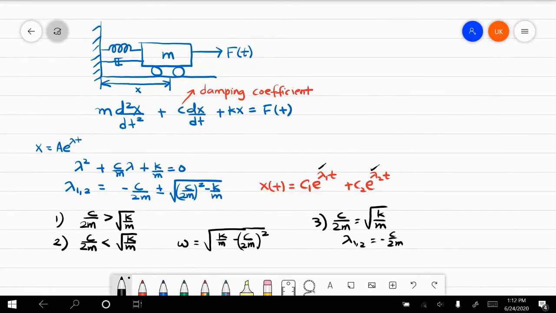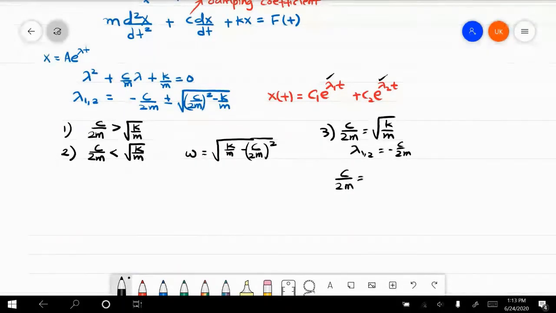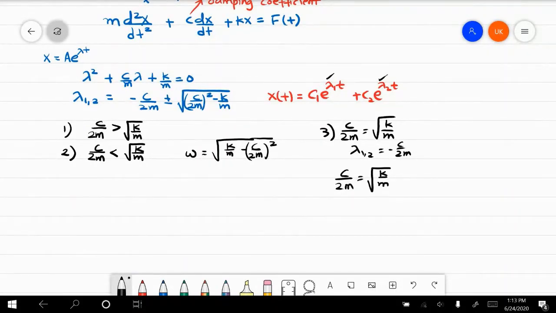And I think we stopped somewhere around here. First, I'm going to now continue with this critically damped case where c over 2m is equal to the square root of k over m. Now, in this case, let me write an expression for c. So c is equal to 2m times the square root of k over m, which will give me 2 times the square root of km. So this c equals 2 square root of km.